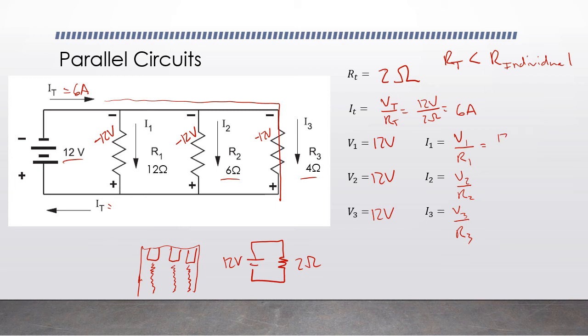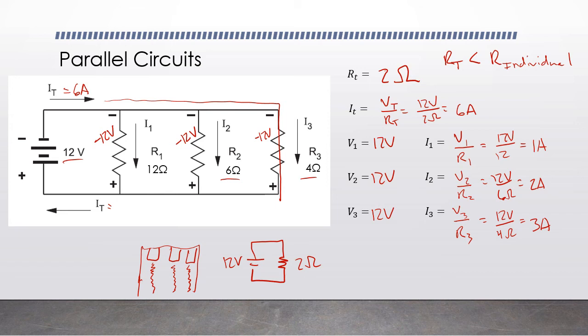Meaning that if this is 12 over 12, I have 1 amp of current flowing through that first resistor. If this is 12 over 6 ohms, I'm going to have 2 amps of current flowing through that resistor, and this is 12 volts over 4 ohms, so I will have 3 amps of current flowing through that resistor. So in parallel, the currents are splitting.